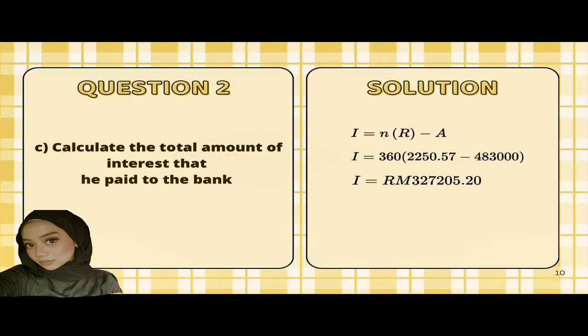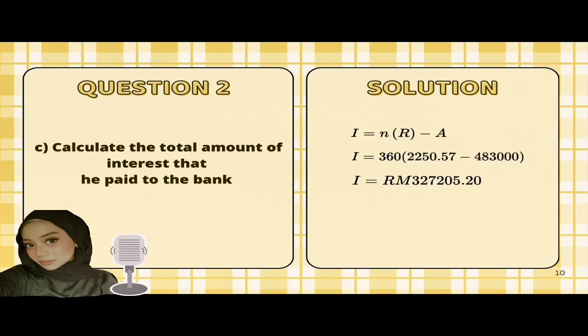We will continue to the next question with Dania Batrisyia. Thank you, Haikal. Now I am going to proceed with the next question.